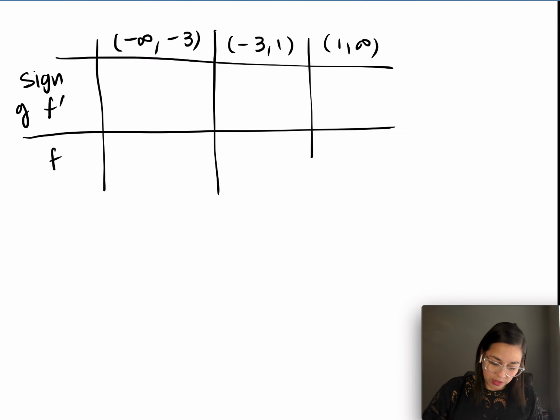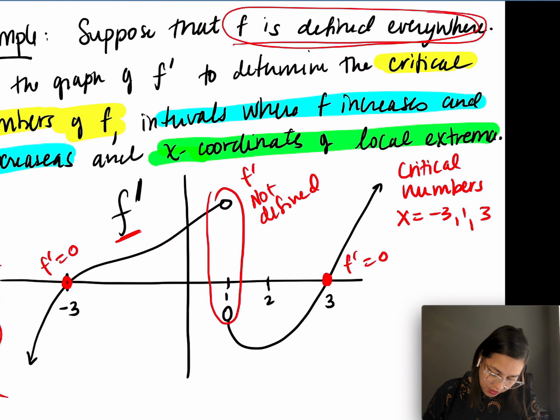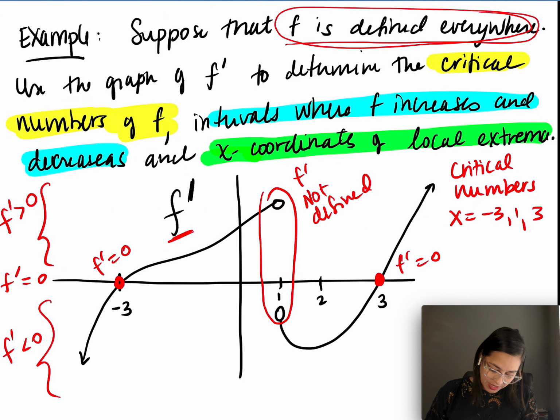Okay, so let's see. From -infinity to -3, my function is below the x-axis, okay? One more time, from -infinity to -3, the function is below the x-axis. So this is below the x-axis.